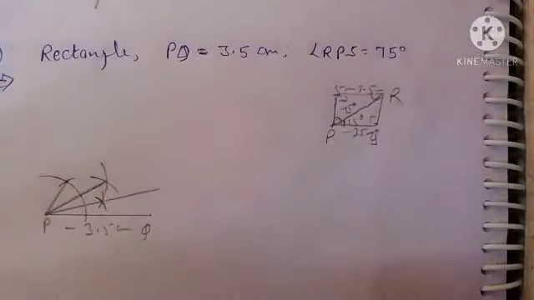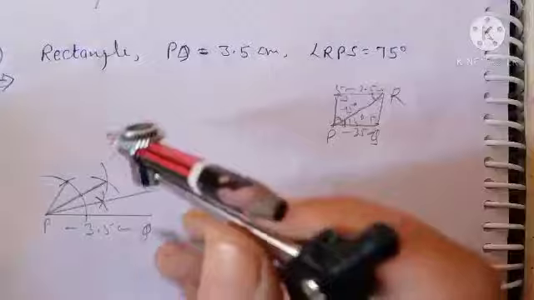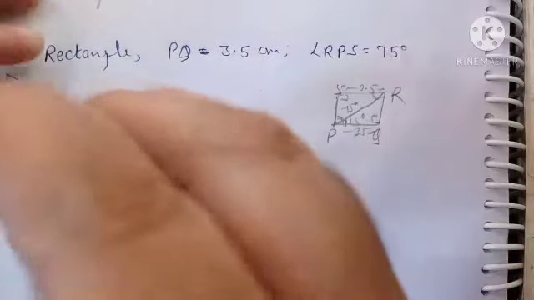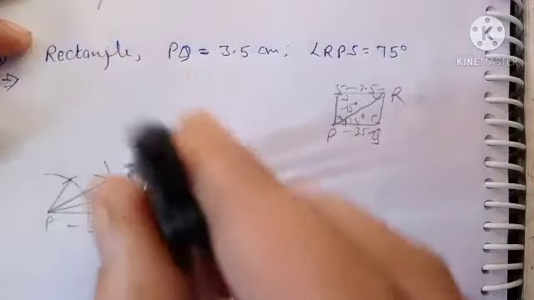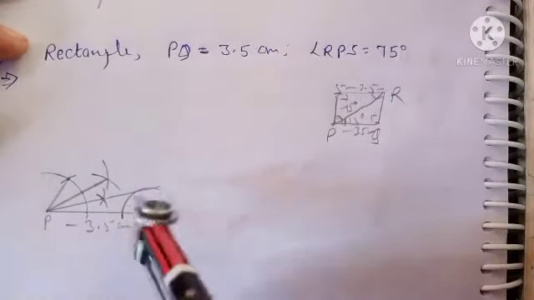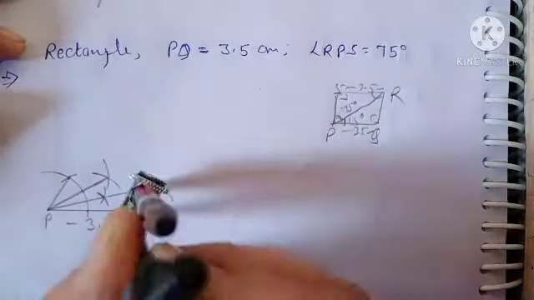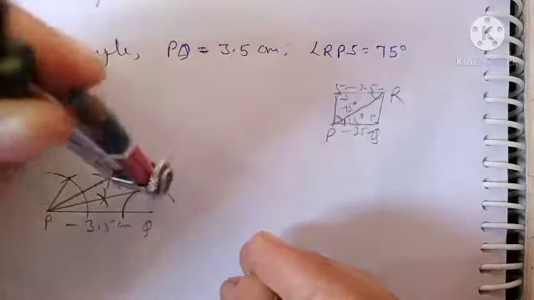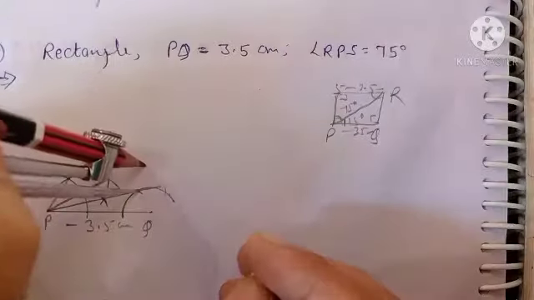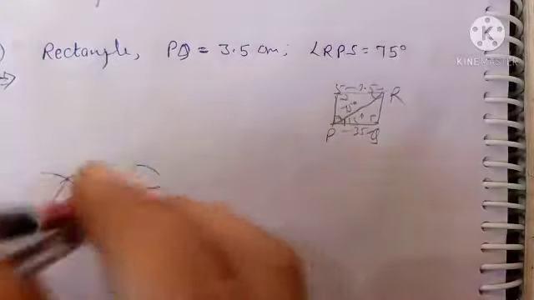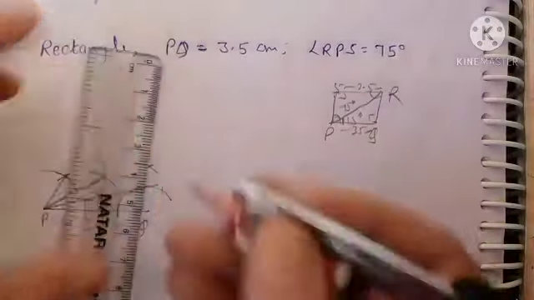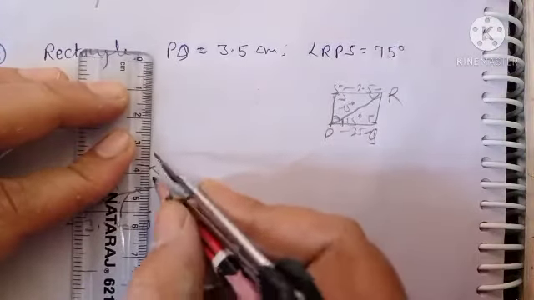Okay, now we will make a 90 degree angle at Q. There you can see it is 60, then it is 120. Okay, join Q to this point of intersection.